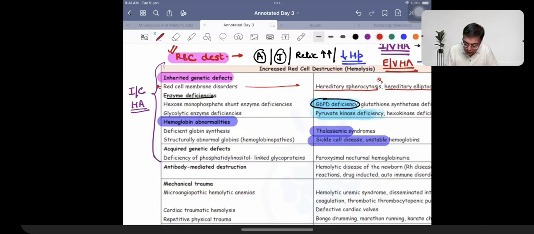And there is one condition that you need to remember over here, which is an acquired genetic defect. That acquired genetic defect condition, which was asked to you as a 2024 question as well, is given the name of paroxysmal nocturnal hemoglobinuria. We will talk about all of them, then discuss one by one.